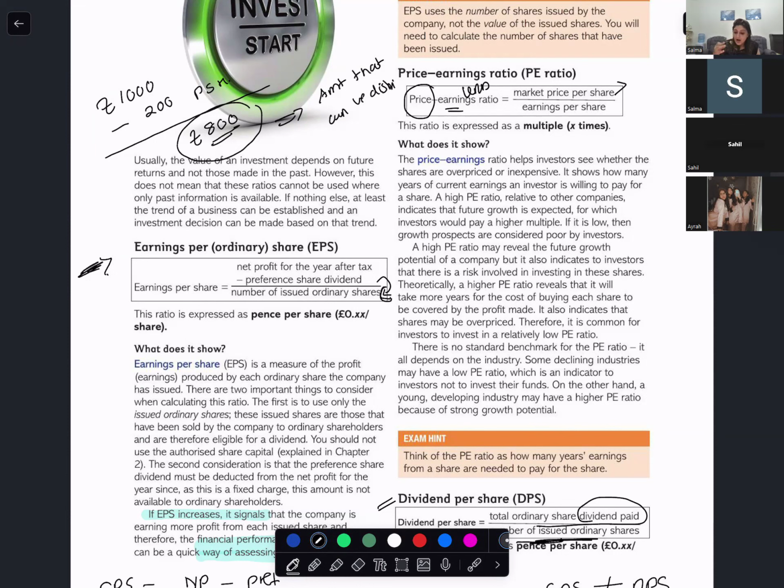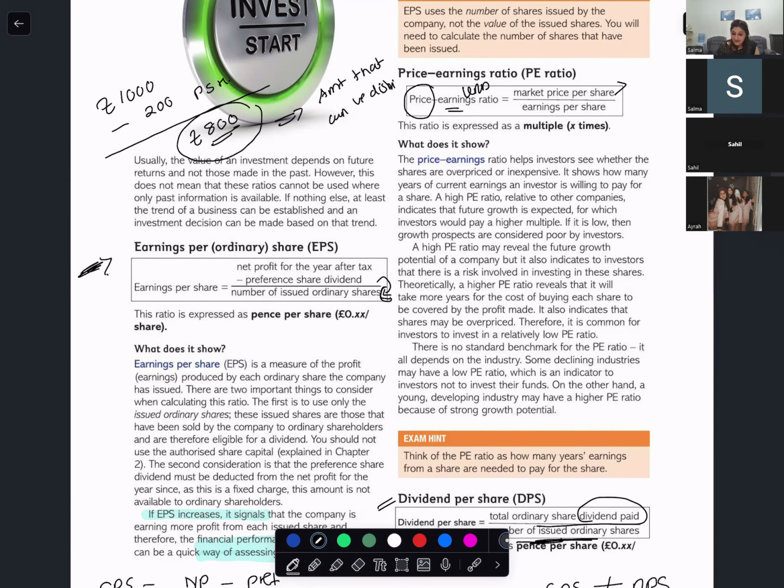So a high price earning ratio means the market price is higher and earnings are less. That means your share is overpriced in the market. Don't invest over here. But a lower price earning ratio means the price is less and the earnings are more. That means you should invest over here. Are you with me?